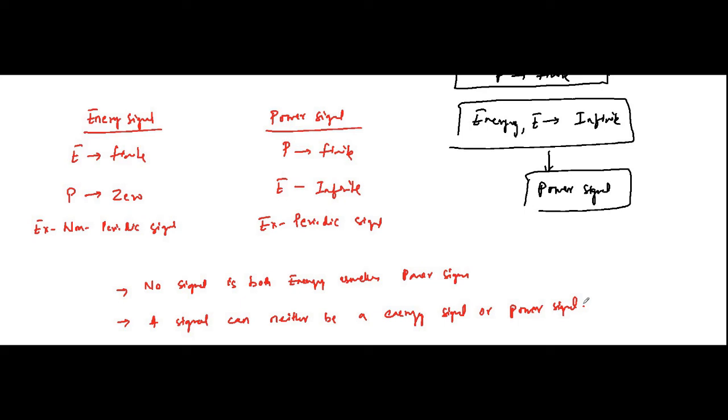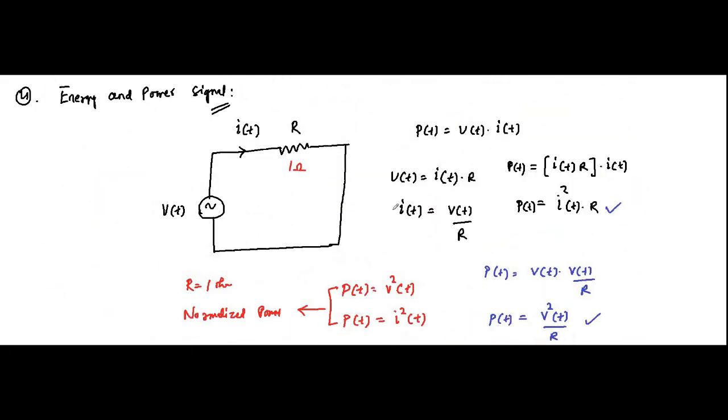A signal can either have finite energy, zero power, which is the criteria for an energy signal, or it can have finite power, infinite energy, which is the criteria of a power signal. But it cannot be both. And it is also possible that it does not satisfy either of these two characteristics, and it is neither an energy nor a power signal. So these are some of the important concepts associated with energy as well as power signals. We'll be solving some problems related to it, so you understand it in a better way.